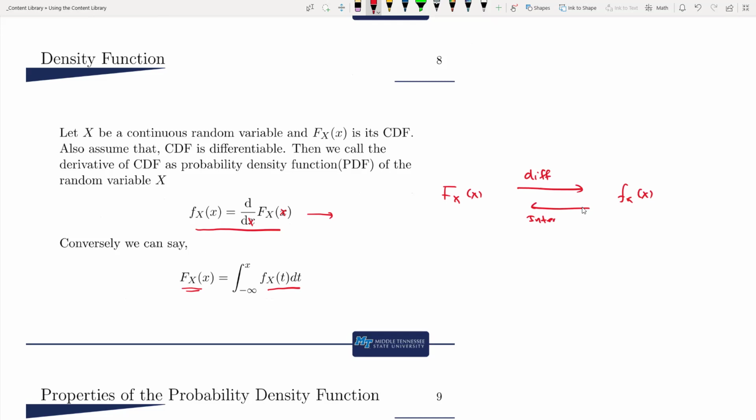Another thing I want to mention here: we call it the probability density function. Earlier, we talked about the probability mass function with discrete random variables. With continuous ones, you will have the probability density function, PDF.